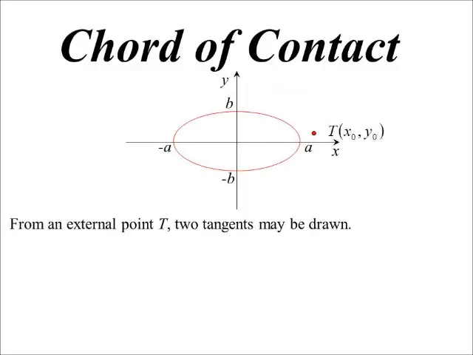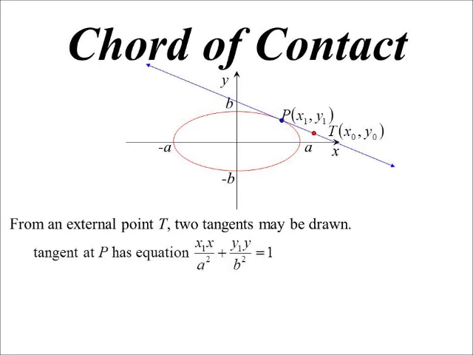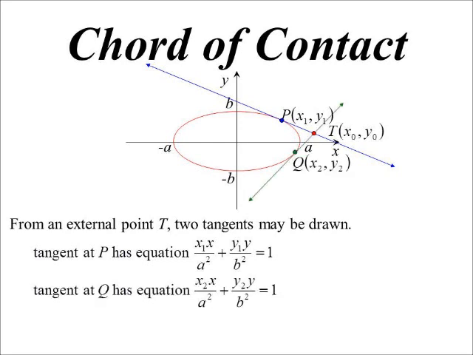The chord of contact. Remember, chord of contact. So you have an external point. You draw in two tangents. And where they meet the ellipse, join that up. That becomes a chord, and we call that the chord of contact. So we now know that the tangent there at P would be x1x on a squared plus y1y on b squared is equal to 1. Now if I draw in a second tangent, which touches at, let's call it Q, point x2, y2, that one would have the equation x2x on a squared plus y2y on b squared is equal to 1.